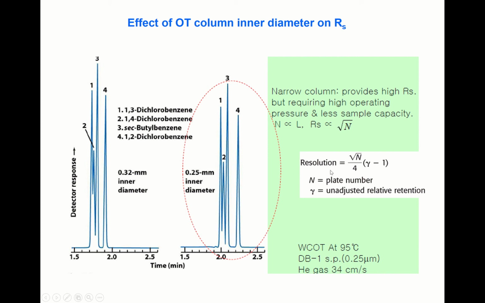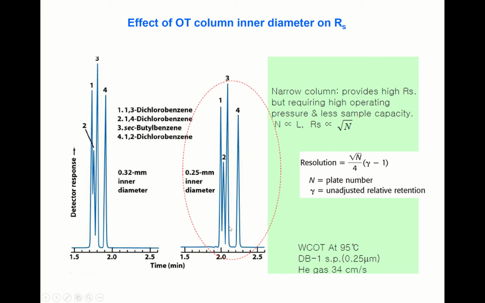Resolution can also be expressed by this equation: square root of n divided by 4, multiplied by gamma minus 1. Here, n is the plate number, and gamma is the unadjusted relative retention. Unadjusted means that you start from your injection time, set the injection time to 0, and then measure the retention time. Then we compare the retention times, which is what gamma means.